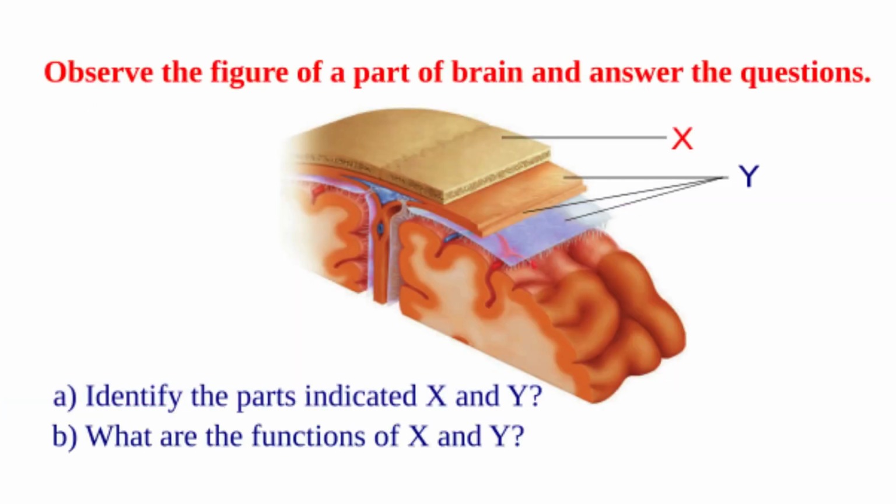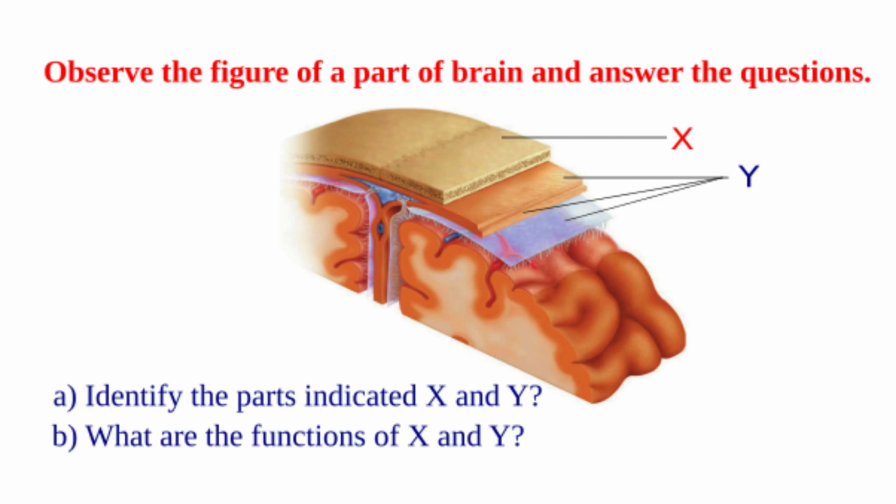Observe the figure of a part of brain and answer the questions. In this figure, two parts are indicated. One is X and the second one is Y. And the first question, identify the parts indicated X and Y. And the second question, what are the functions of X and Y?